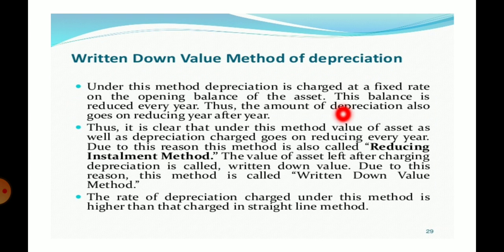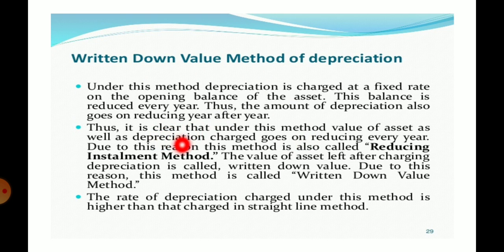Now the next method is the written down value method of depreciation. Under this method, the depreciation is charged at a fixed rate on the opening balance of the asset. This balance is reduced every year. So in the previous method, we charged depreciation on original cost, but now you have to charge depreciation on the opening balance of the asset, and after reducing the depreciation every time you get a new balance, and on that new balance you have to charge depreciation.